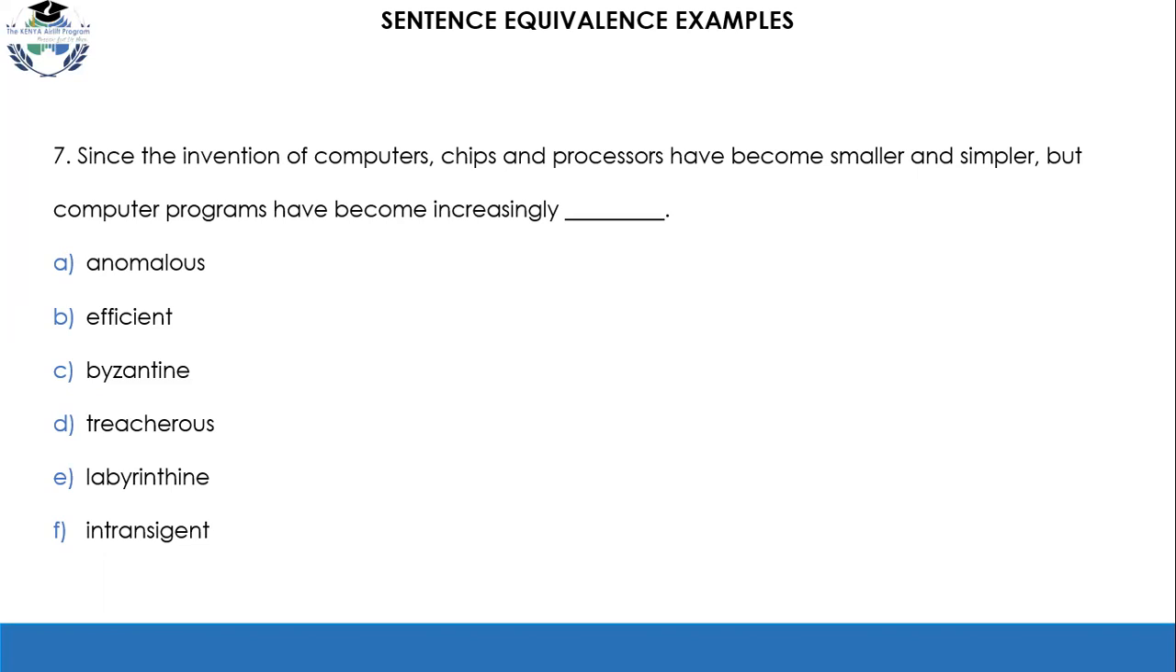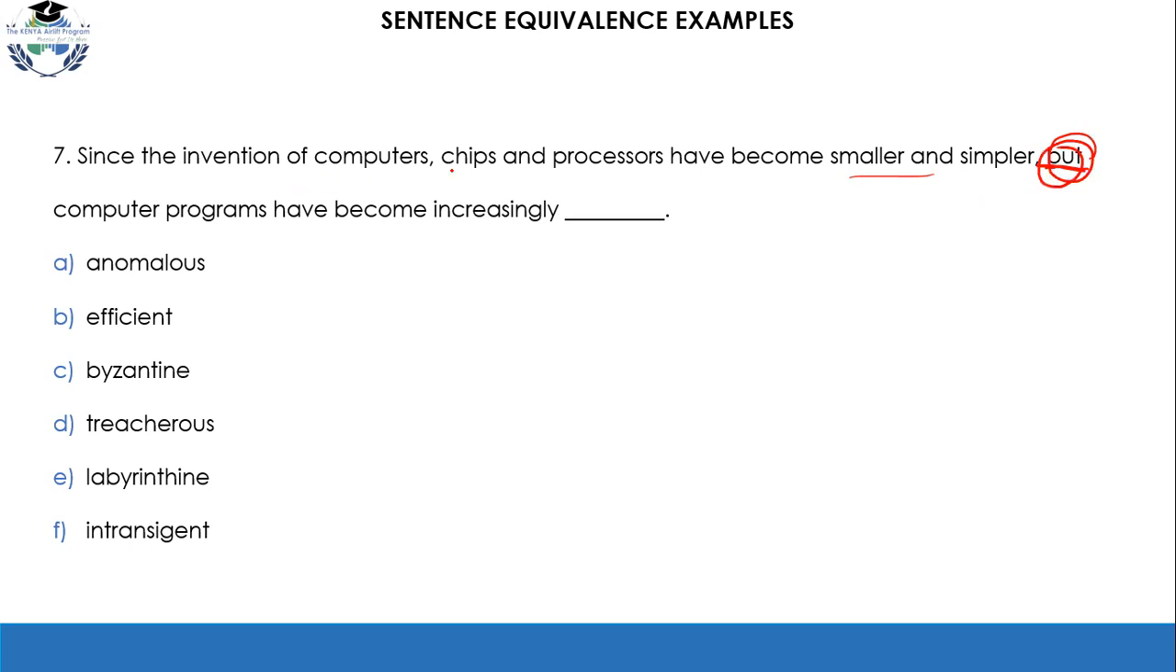So when you read the sentence, since the invention of computer chips and processors have become smaller and simpler, but, so the mention of the word but automatically changes the whole sentence. If the sentence was positive, let's say chips and processors become smaller and simpler, we expect the second part of the sentence to be something negative or something which contradicts the first part. For me, that is what I would say. Yeah, and you would have said it correctly. So the but here again stands out for us.